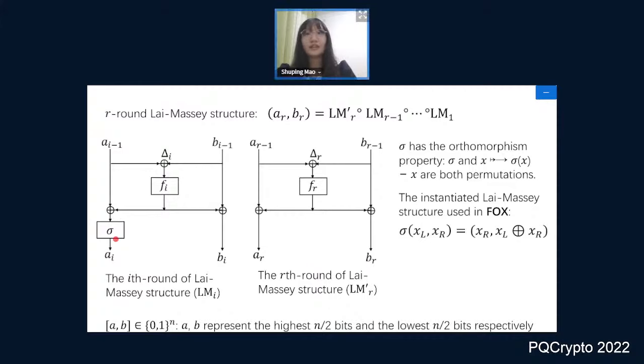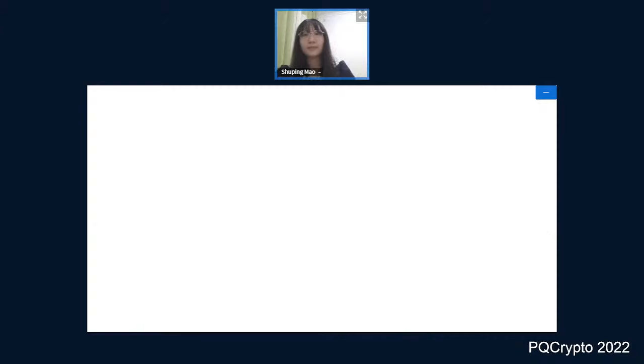The sigma has the isomorphism property: sigma and the map x to sigma(x) minus x are both permutations. And in this paper, we use the instantiated Lai-Massey structure used in FOX, and the sigma as sigma(X_L, X_R) equals (X_R, X_L XOR X_R). And here, we give a new definition of the square brackets of A and B. A and B represent the highest n/2 bits and the lowest n/2 bits, respectively.